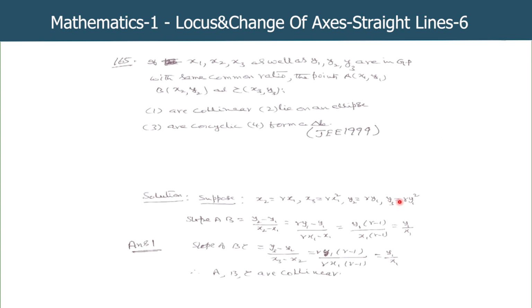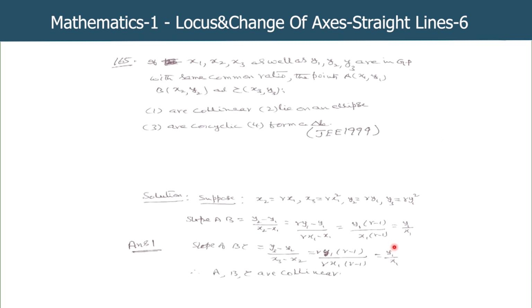So, now slope of AB is y2 minus y1 by x2 minus x1, that is ry1 minus y1 by rx1 minus x1, that is y1 into r minus 1 by x1 into r minus 1, which is nothing but y1 by x1. And slope of BC, similarly, is y3 minus y2 by x3 minus x2, which is ry1 into r minus 1 by rx1 into r minus 1.